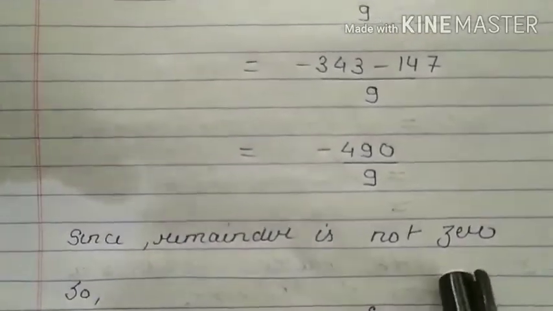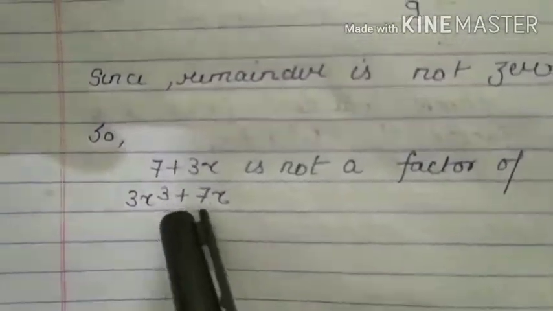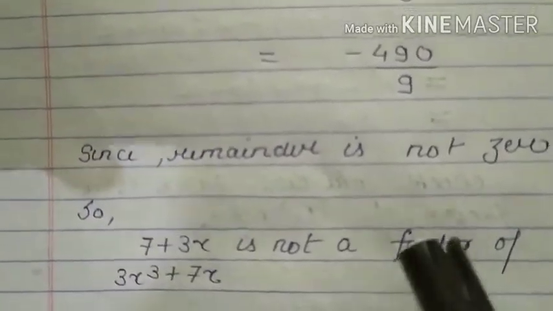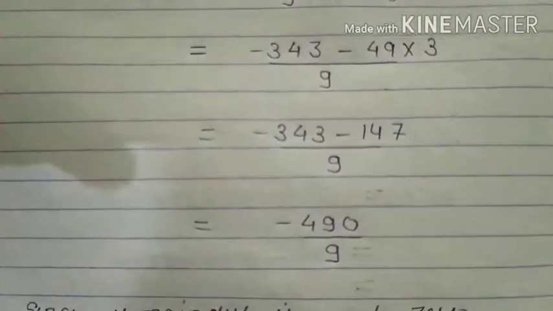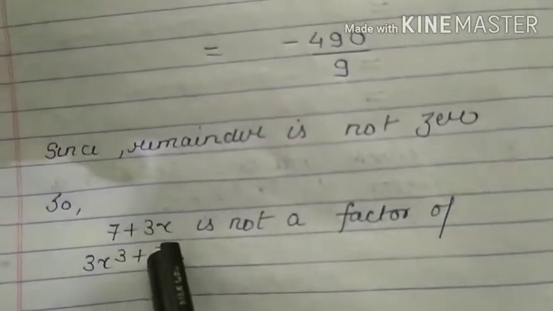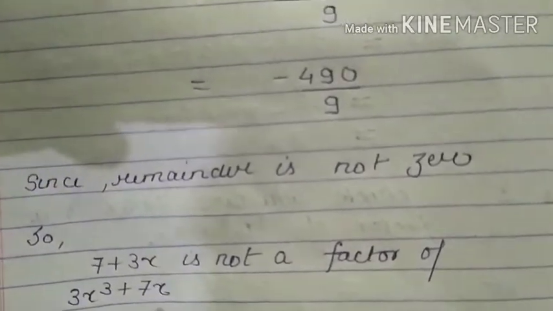यहाँ पे हमारा रिमाइंडर तो 0 आया नहीं है, तो हम ये बोलेंगे कि 7 plus 3x is not a factor of 3x cube plus 7x. अगर 0 आ जाता तो हम बोलते कि इसका फैक्टर है. 0 नहीं आया है, सॉल्व करने पे रिमाइंडर 0 नहीं आ रहा है, तो उसका फैक्टर नहीं है. ओके, तो आप ये लिखोगे 7 plus 3x is not a factor of 3x cube plus 7x.